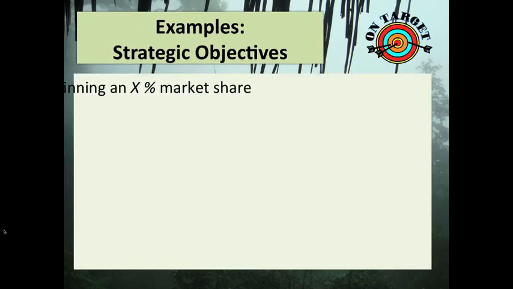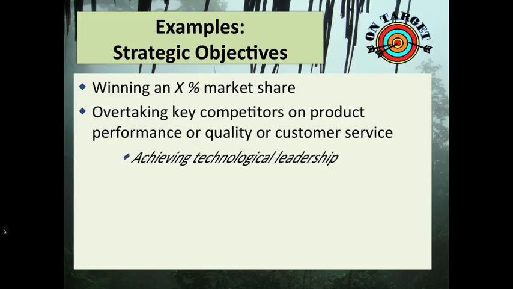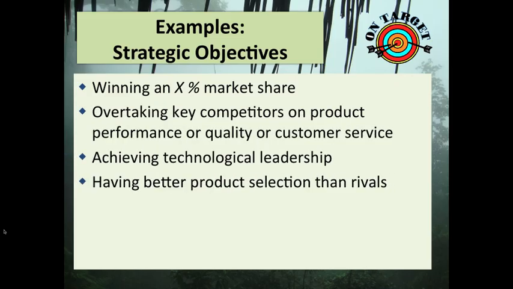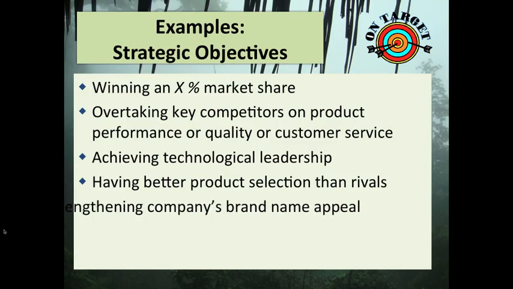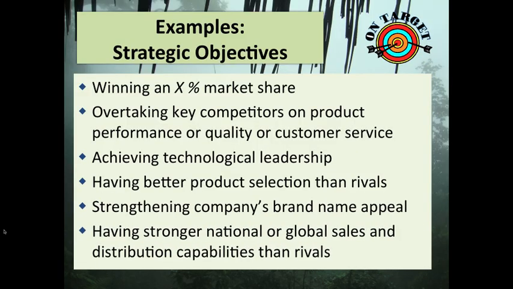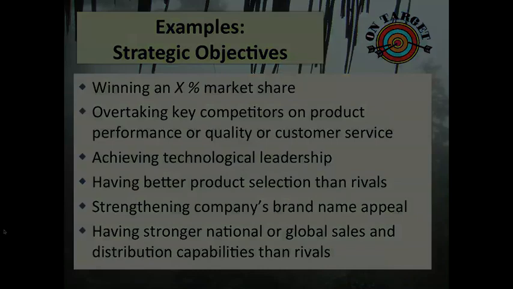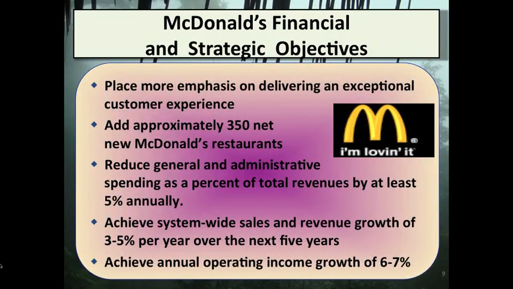Examples of strategic objectives have to do more with competitive position, such as improving product quality, winning a certain percent market share, improving customer satisfaction levels, increasing brand name awareness, and those kinds. Okay, so this is an example of McDonald's strategic objectives, and you can see they have a mix of financial and strategic objectives. Which ones are strategic? Can you tell? They are the first two. The first one has to do with customer satisfaction. The second one has to do with distribution.